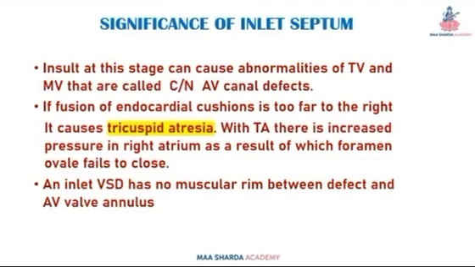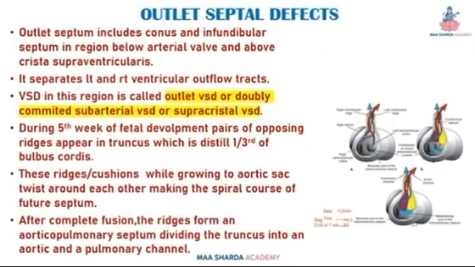Insult at this stage can cause abnormalities of the tricuspid valve and mitral valve that are called common AV canal defects. If fusion of the endocardial cushion is too far to the right, it causes tricuspid atresia. With tricuspid atresia, there is increased pressure in the right atrium, as a result of which the foramen ovale fails to close. An inlet VSD has no muscular rim between the defect and the AV valve annulus.